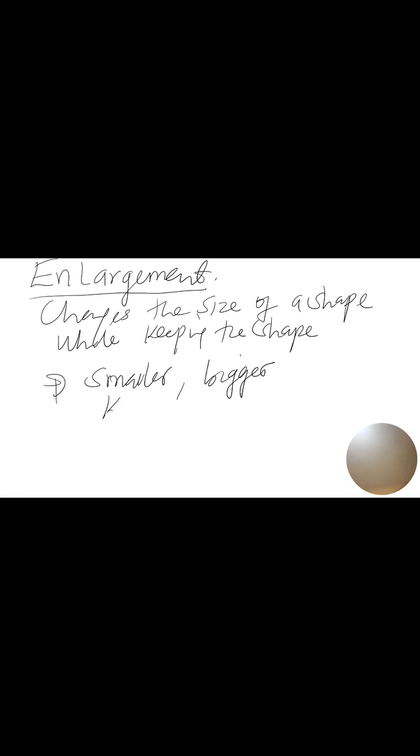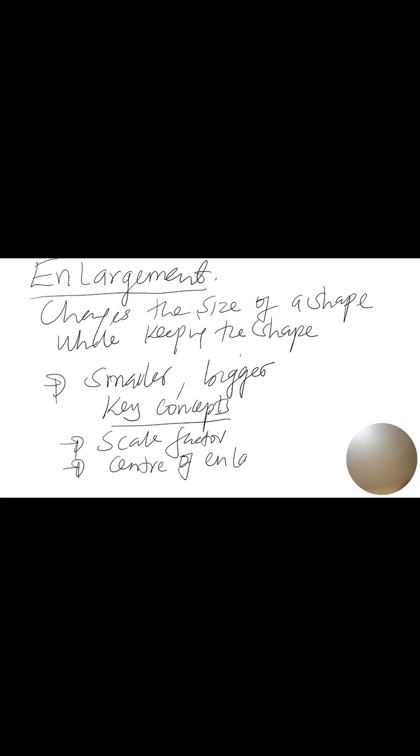And there are key concepts that you need to understand in this area. The first one is scale factor. The second one is the center of enlargement. The third one is the object, and the last one is the image. So there are four key things that you need to remember whenever you hear the concept of enlargement. Now, what can we say about the scale factor?